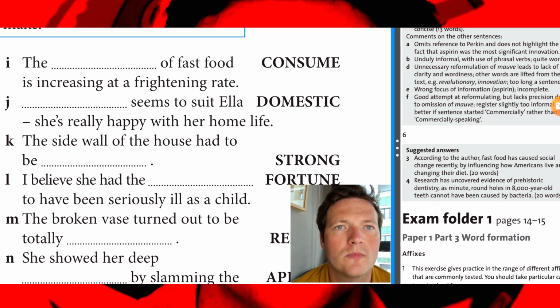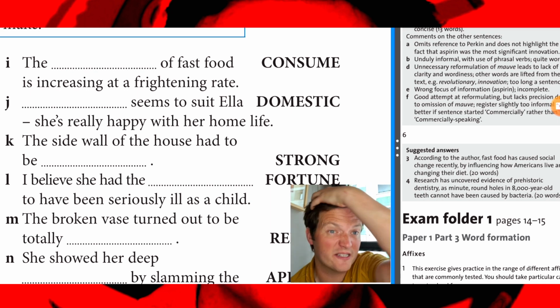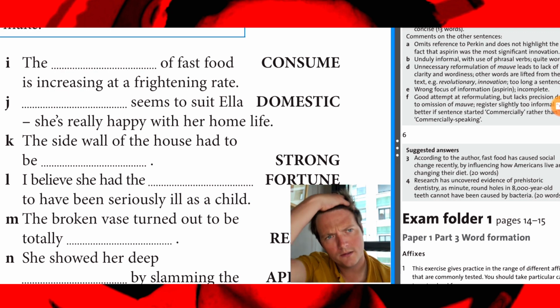Domestic seems to suit Ella. She's really happy with her home life. Domesticity? I think it's domesticity. Living at home, being at home, like domestic life. I think we call it domesticity.